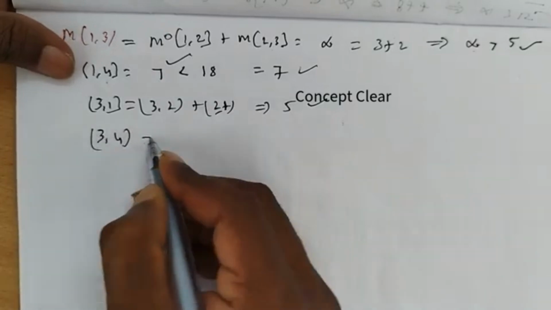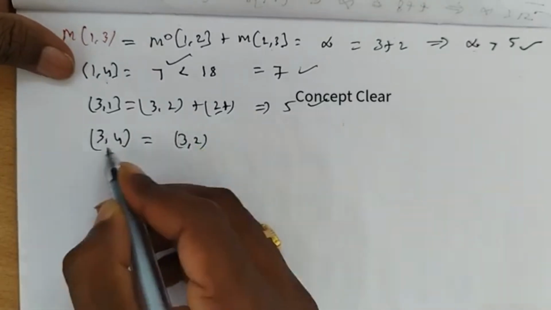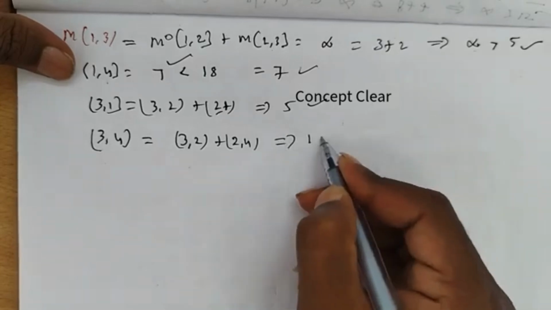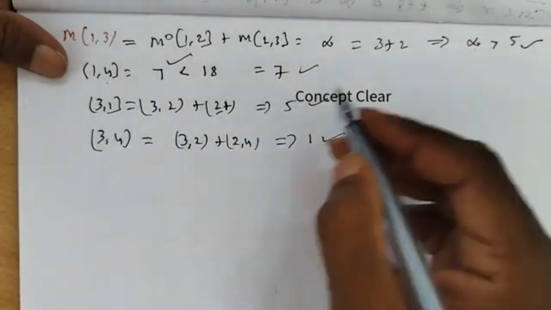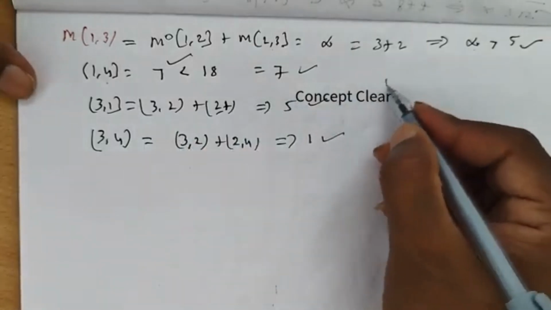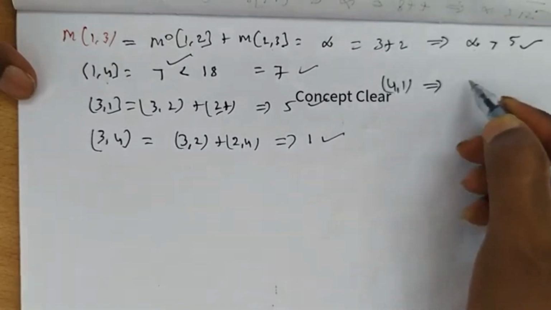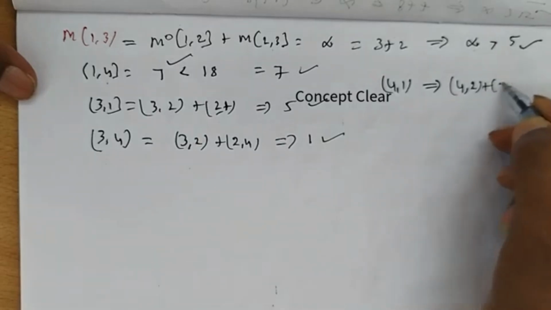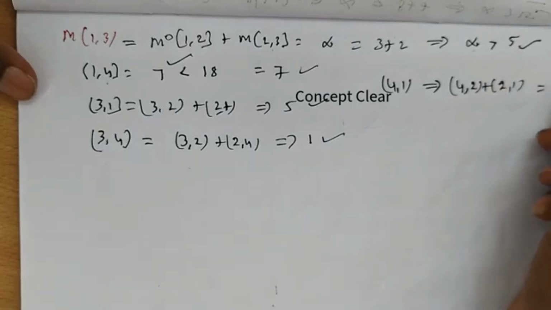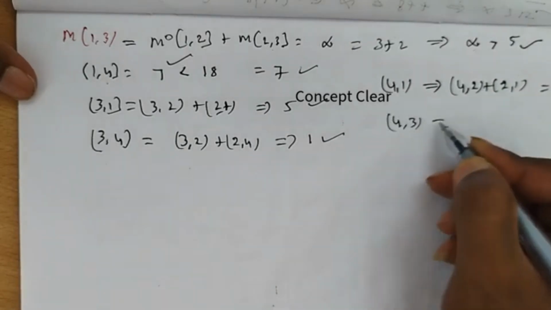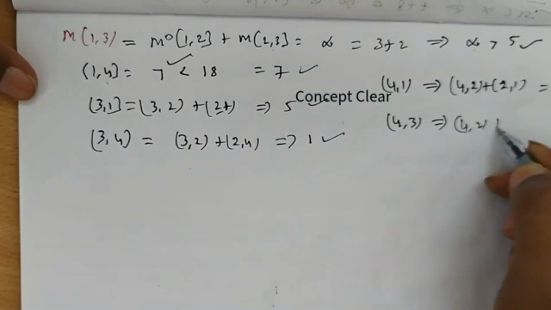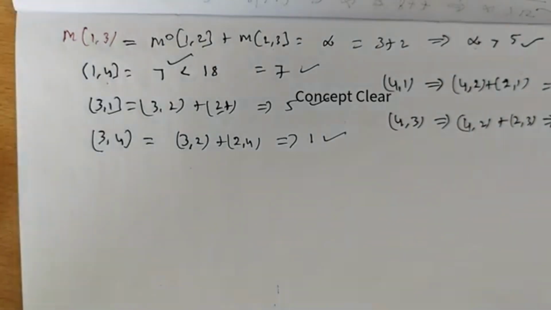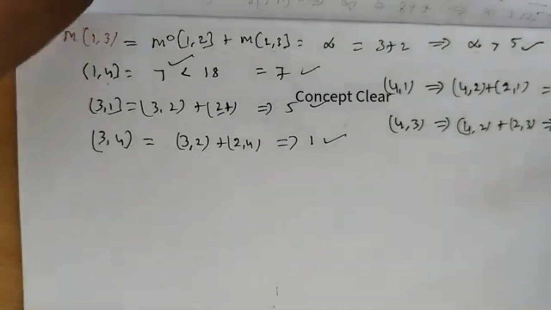3 comma 4. If you calculate, what is the value? 3 comma 2 plus 2 comma 4. Okay, so what is the value here? The least value is 1. Okay, I am not writing complete answers, please check it. And what about the next one? 4 comma 1. For 4 comma 1, you have to travel 4 to 2 plus 2 to 1. So what is the value? The value is 2. And 4 comma 3, that equals 4 comma 2 plus 2 comma 3. So what is the value? Here the least value is 7. Okay, so we have to fill these values.